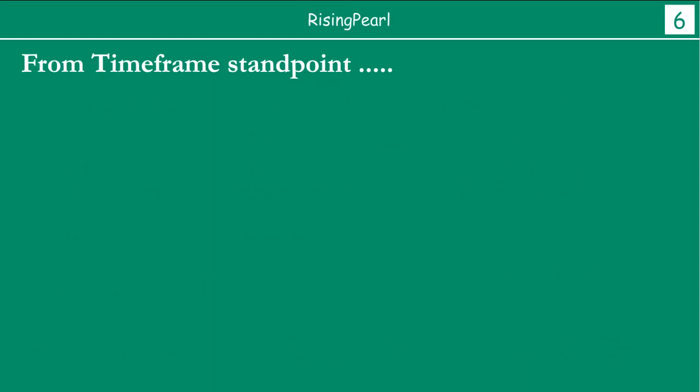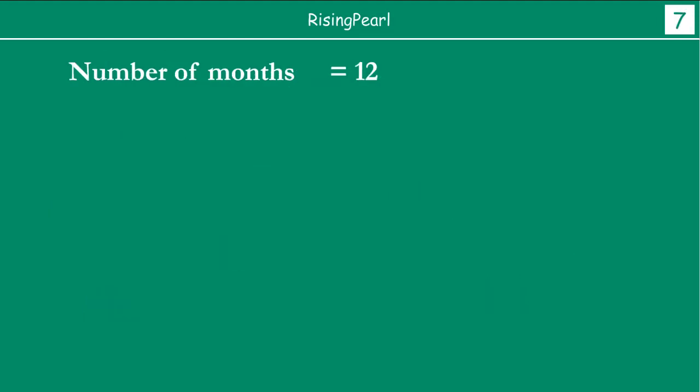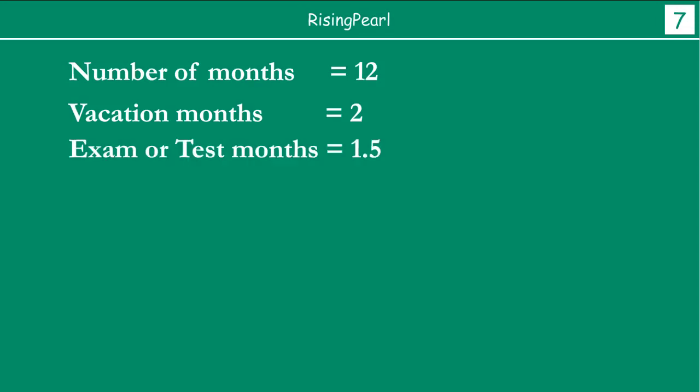So let's talk about some time frame. We talked about all these things that we would need to learn, but let's look at it from a timeline standpoint. You will think, well, we have from January through December, Jan, Feb, March, April, and so on and so forth. We have 12 months to really learn all this. Now, is that true? Well, let's find out. So we start out with 12 months. Now, 2 months vacation. We have 2 months of summer vacation.